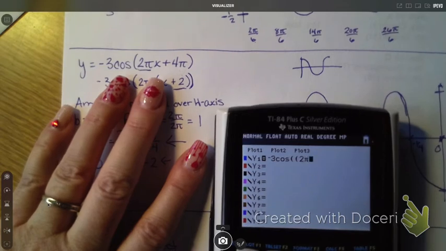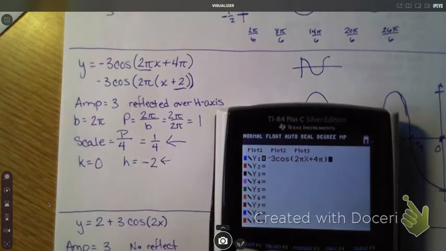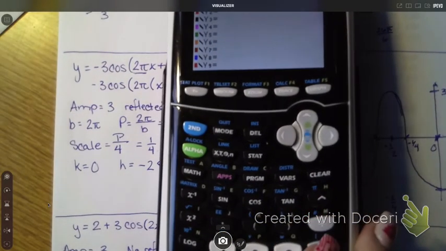It's above the caret. X, oops, add an extra. X plus 4 pi. When everyone's got it punched in, let me know. Don't hit anything. I'm not finding where pi is at. Pi is the second caret. It's right here, right above division. Thank you.